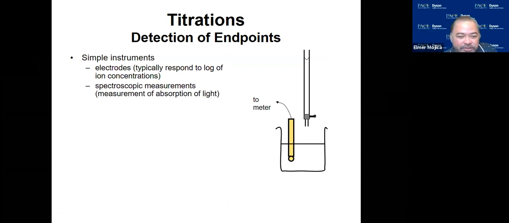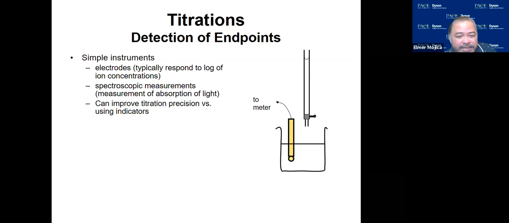So you can also use spectroscopic means. That means you look at the measurement of the absorption of light. The good thing with this one is they can improve titration precision versus indicators. So they are, we could say, more accurate compared to the indicators.